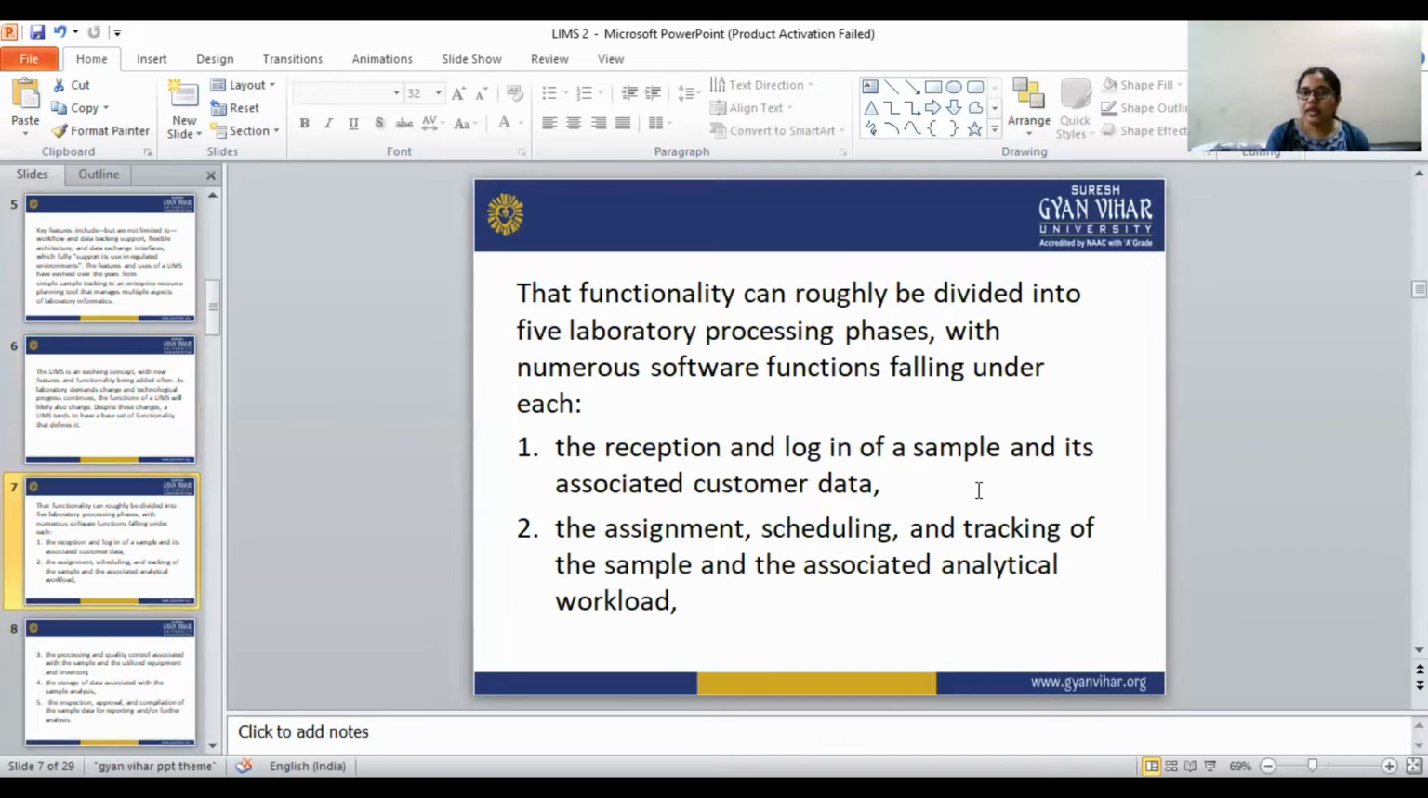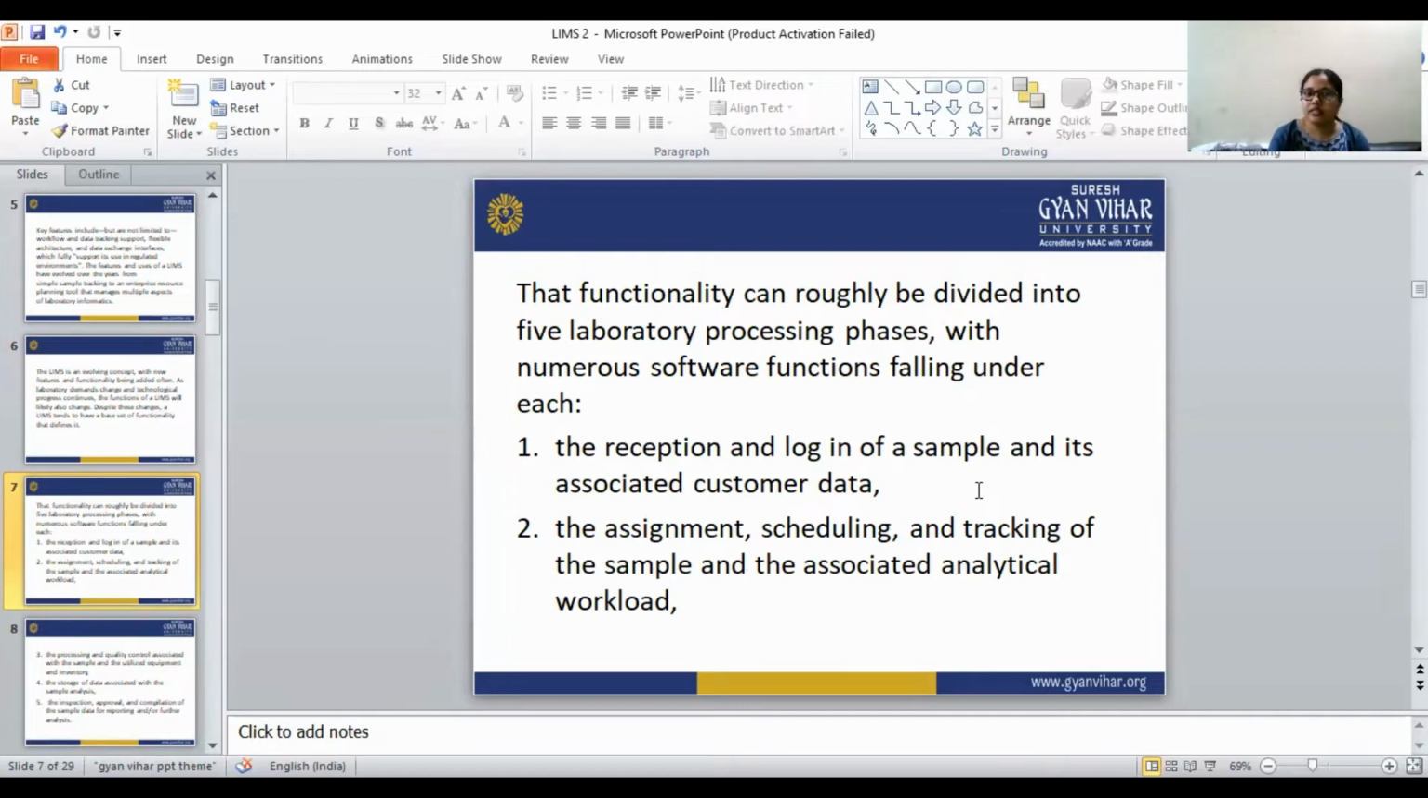That functionality can roughly be divided into 5 laboratory process phases, with numerous software functions falling under each. So in each of the 5 laboratory processing phases, there are numerous software functions.